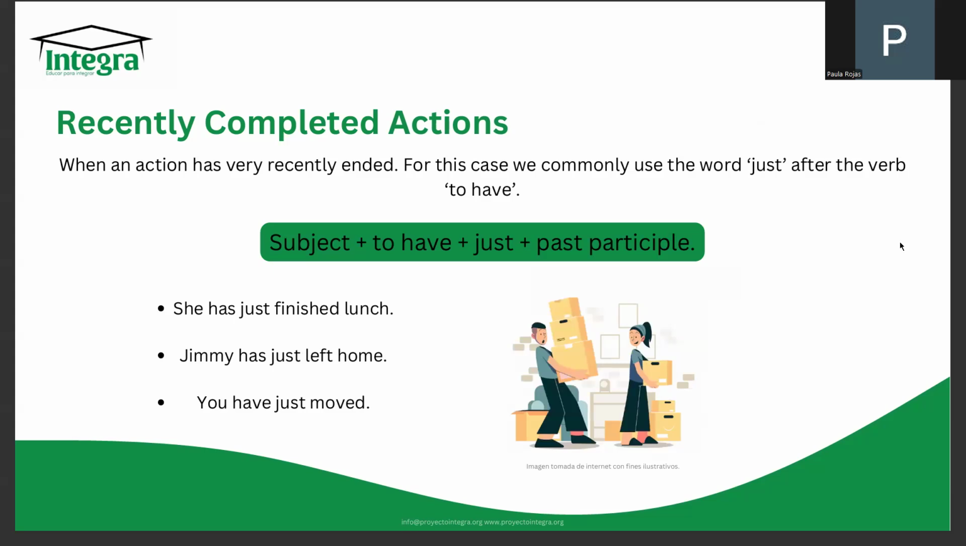Then we have, as I was saying, recently completed actions. This is very common when an action has very recently ended. So for this case, we usually use the word just after the verb to have. So it is subject, to have, just, and the past participle. For example, she has just finished lunch, right? She started lunch in the past, and she also finished in the past, but she just recently finished it. Jimmy has just left home, and you have just moved, okay?